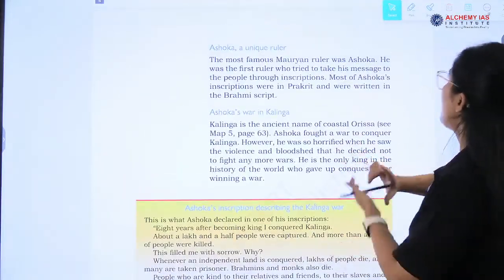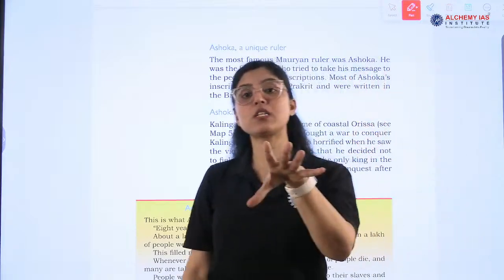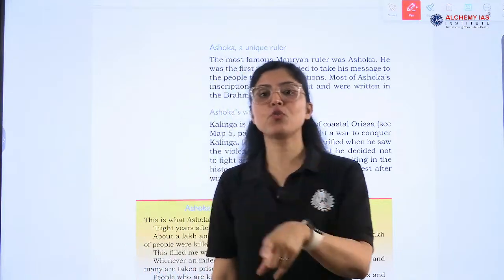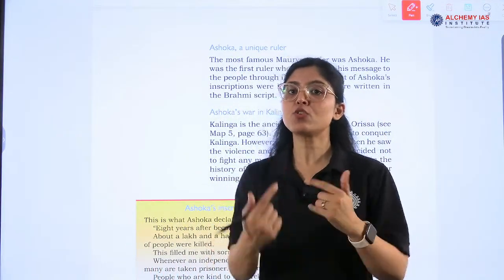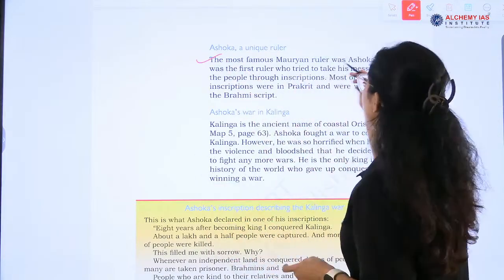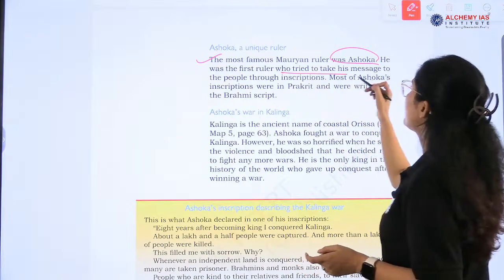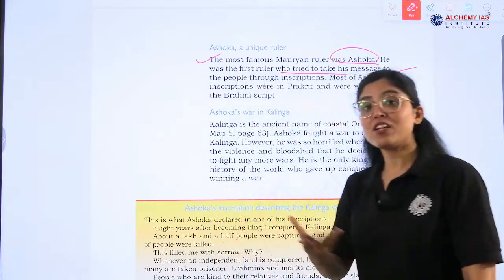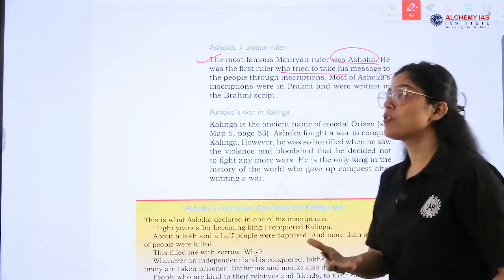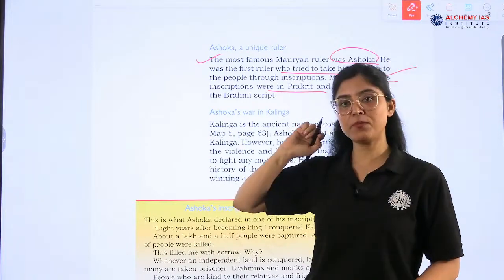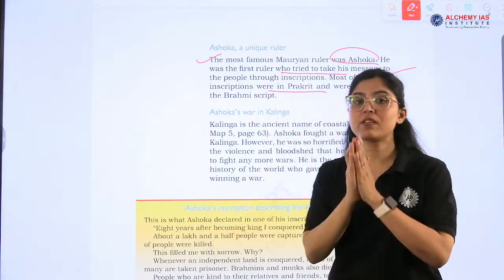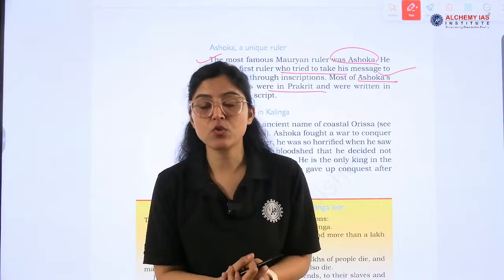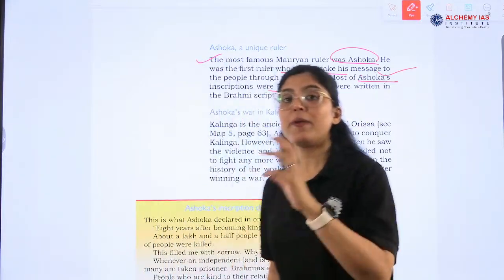Next, Ashoka, a unique ruler. Why is Ashoka called the greatest ruler of the Mauryan empire and why was he unique? First thing, he used to communicate with his subjects through inscriptions. The most famous ruler was Ashoka. He was the first who tried to take his message to the people through inscriptions. So they were like a modern constitution, and the duties and responsibilities were inscribed in those inscriptions. Most of Ashoka's inscriptions were in Prakrit and were written in Brahmi script. Very important information. Brahmi script was used, Kharoshthi was used, and Prakrit language was used, depending on the area.